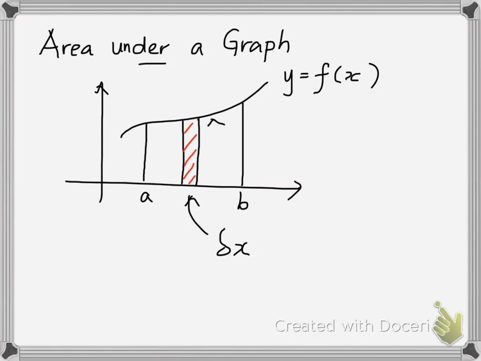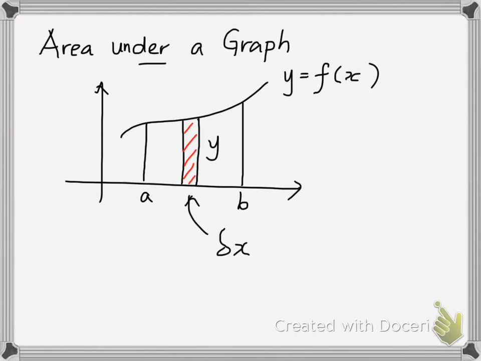And what would be the height of this? The height of this will actually be just the y. Because this is when x equals delta x. When x equals delta x, you substitute that delta x in the function, then you get the y. Now, whether this y is on the left hand side or on the right hand side, does it really matter? Not really. Why?